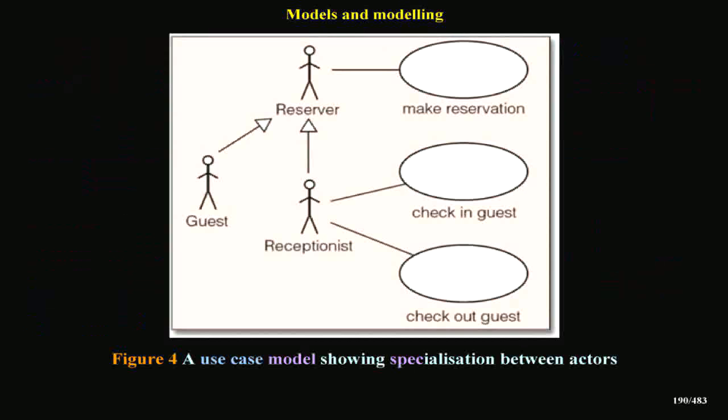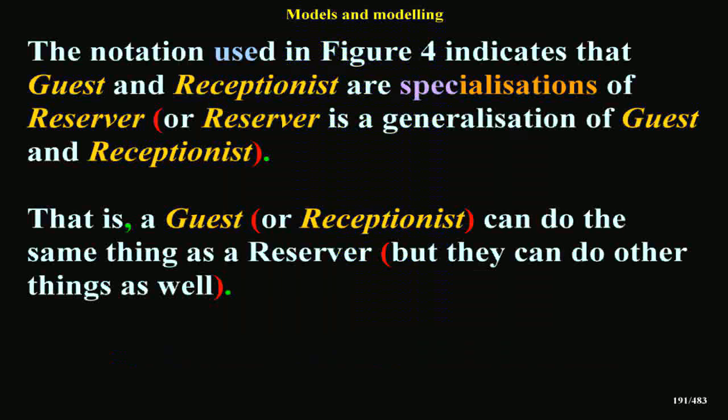Figure 4, a use case model showing specialization between actors. The notation used in Figure 4 indicates that guest and receptionist are specializations of reserver, or reserver is a generalization of guest and receptionist. That is, a guest or receptionist can do the same thing as a reserver, but they can do other things as well.